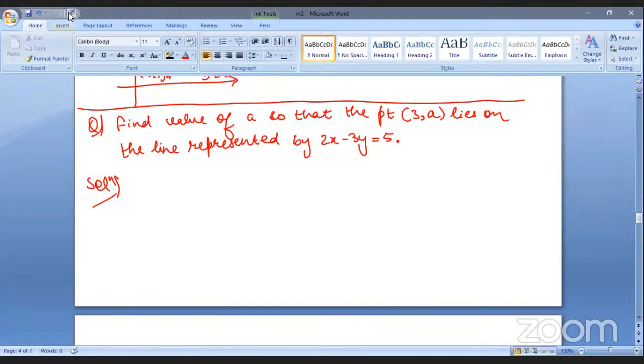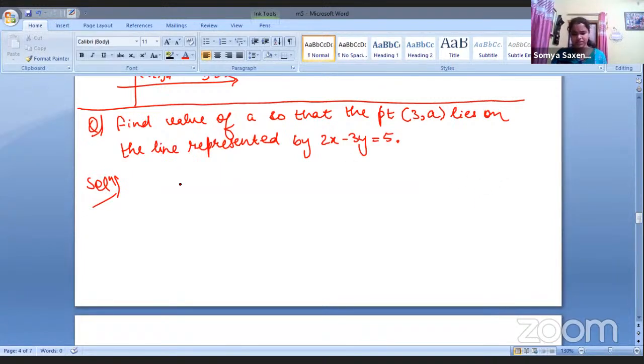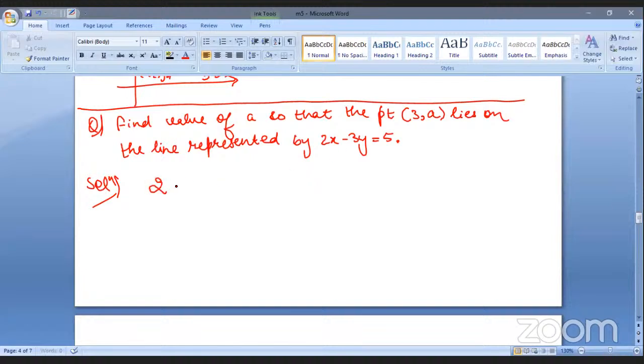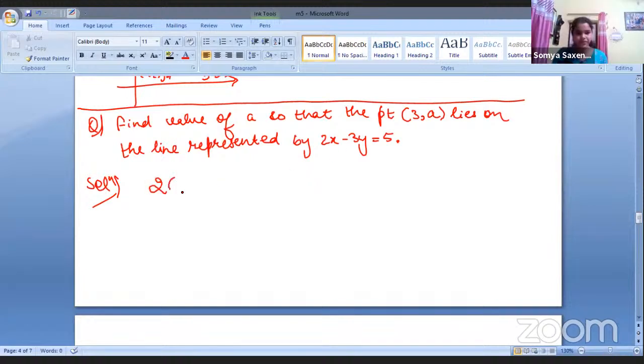Okay. So let us do this. It's very simple. 1 by 3. Correct. I'm just putting the value directly. I'm not writing any other thing. Okay. 3a is equals to 5.